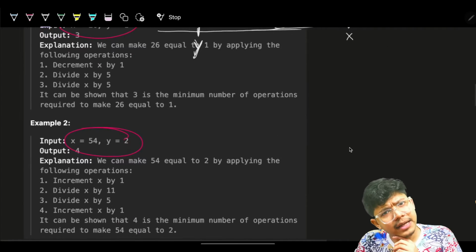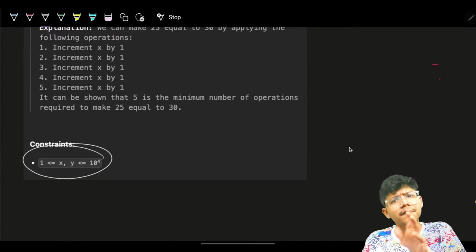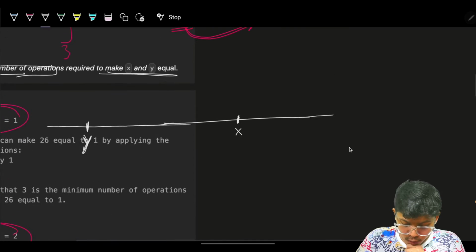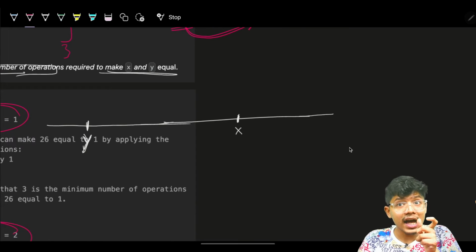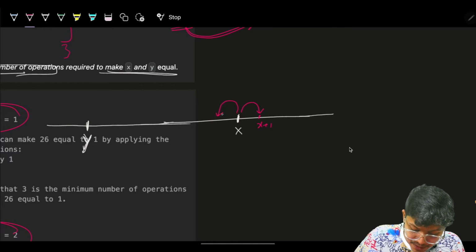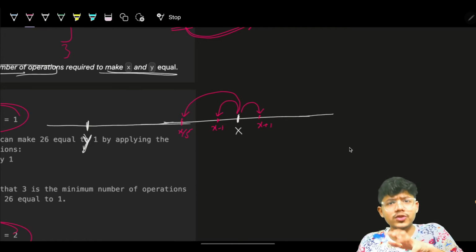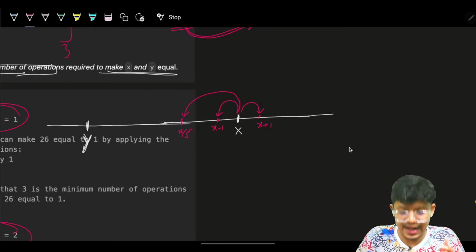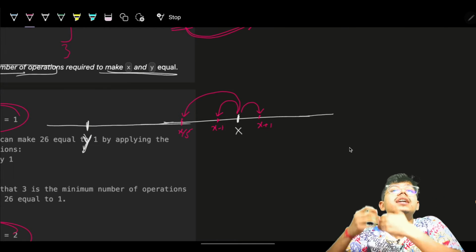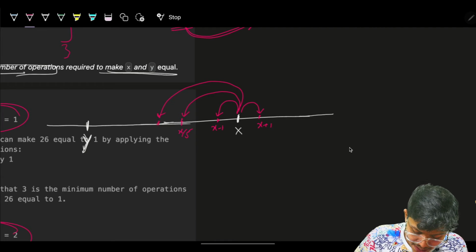Can I represent that in my number line? Yeah, I can, because you can see X and Y are in the range of 1e4. Now for this X, what operations do I have? I can go to X plus 1. I can go to X minus 1. I can go to X by 5, but this X by 5 and X by 11 are only possible when X is actually divisible by that number. And I can also go to X by 11.